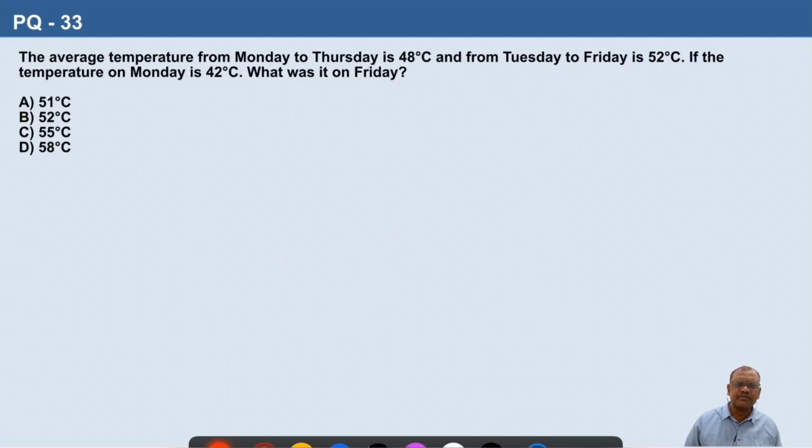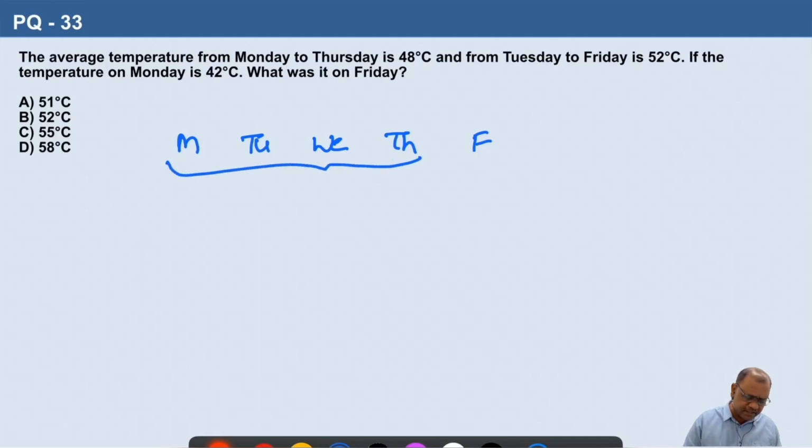Question number 33. The average temperature from Monday to Thursday is 48 degrees centigrade and from Tuesday to Friday is 52 degrees centigrade. If the temperature on Monday is 42 degrees centigrade, what was it on Friday? So let us write down here Monday, Tuesday, Wednesday, Thursday and Friday. So the average temperature from Monday to Thursday is 48. So average is 48. So sum is how much?